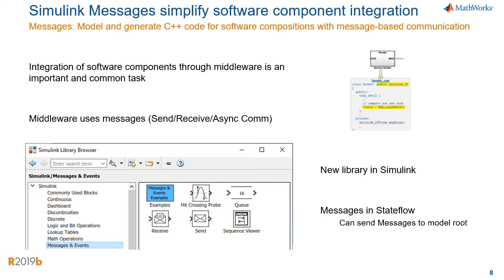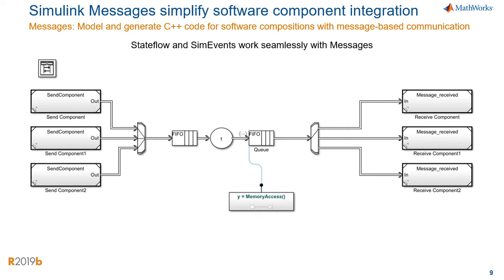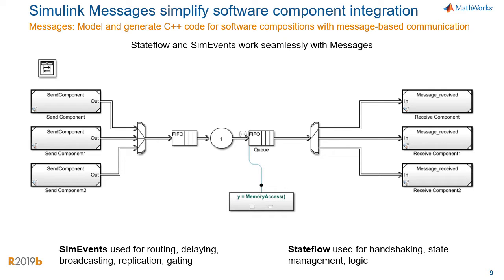And messages are useful because they combine events with data. And so this library gives you blocks for sending, receiving, and queuing messages. And there are other blocks, like the sequence viewer, that allow you to visualize all event activity in a model. Before this library, just to give you some context, Stateflow and SimEvents were the main ways to work with messages in Simulink. But now you can tackle more complex use cases with all these tools.